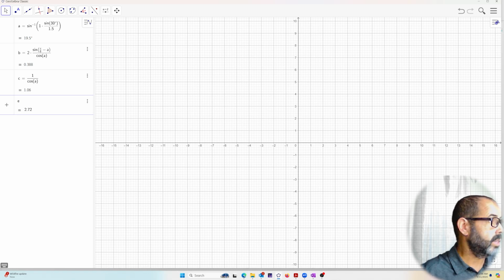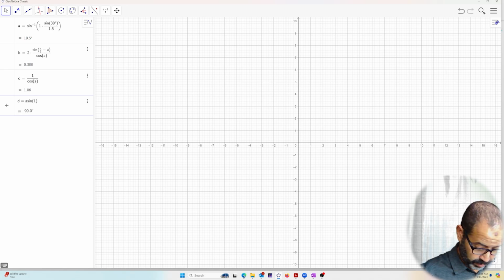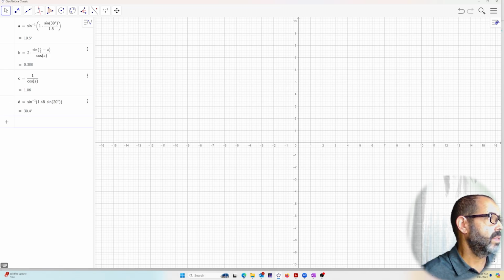So let's call it E. It's confusing it with the other E, but that's fine. Let's call it D. D equals arcsine of 1.48 times sine of 20 degrees. Obviously it should be more than 20, it's 30 degrees basically.